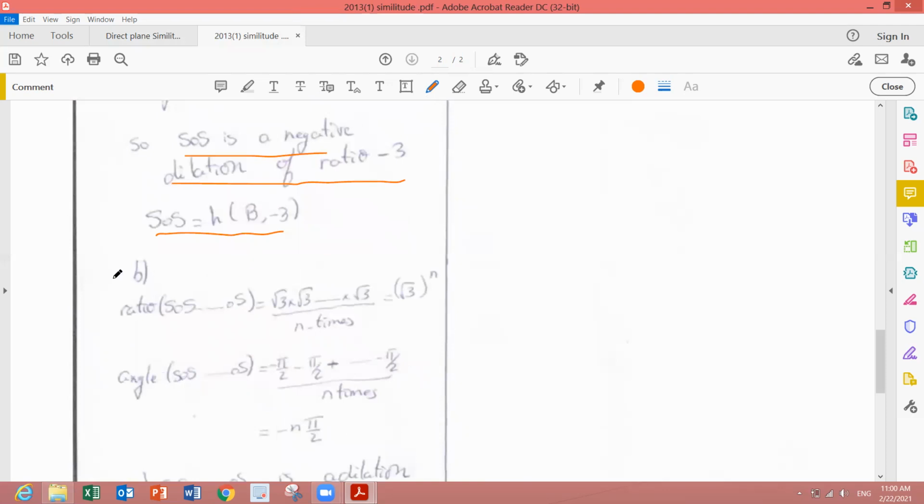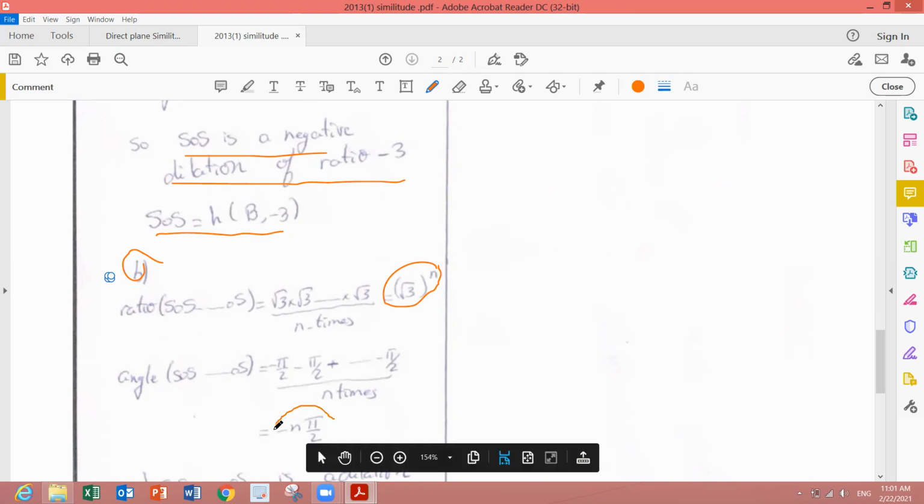Okay. Part B. The ratio of S round S round S, n times, equals radical 3 times radical 3, n times, which equals radical 3 to the power n. Any questions about the ratio? Teacher, we did this because for the ratio we multiply, n times. The angle of S round S round S equals minus pi over 2 minus pi over 2, n times, which gives minus n pi over 2.